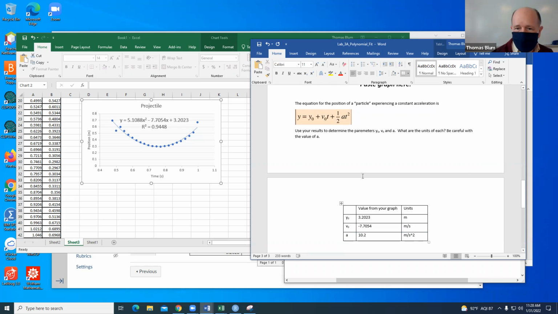Okay, so that is how to get the A, how to get rid of the data you don't want, fit it to a polynomial, relate it to the polynomial from theory. There's that extra weird little 2 with the acceleration and what the units are. All right, so I'll stop recording there.